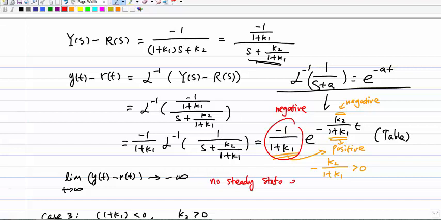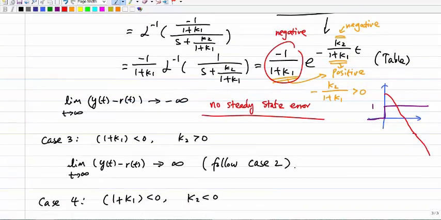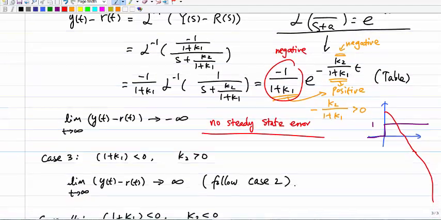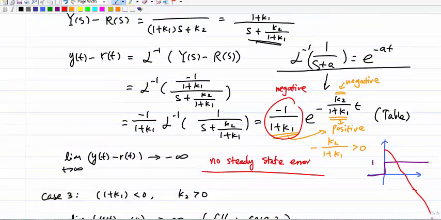You can also say there's no steady state because your state will keep growing. Let me draw it over here. If this is my reference, the reference is always 1, a step function which is 1. And my y(t) is, I don't know what the first value is, just a guess, something like this. Keep going, keep going, keep going. It's exponential growth, which means you don't have steady state error. Your error will keep growing.